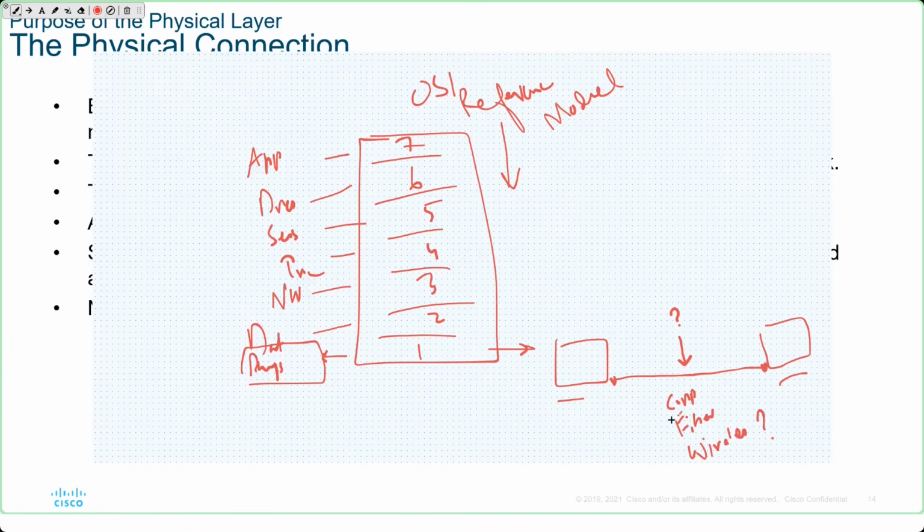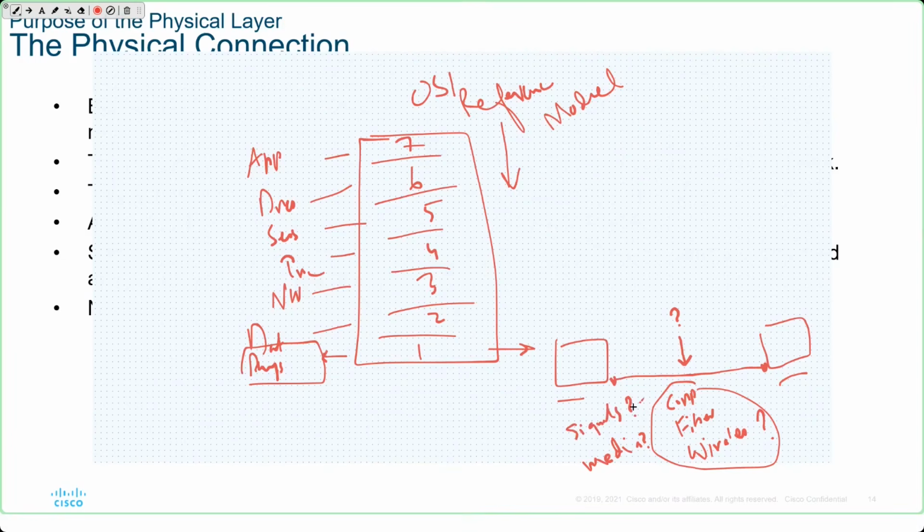Whichever cable or physical method we use, these are called media. This is collectively called media. What type of media or medium are you using to connect these computers together? It could be a copper cable, a fiber cable, or a wireless connectivity. But whichever media you select to connect these two computers, there's another question: what kind of signals would pass through these cables?